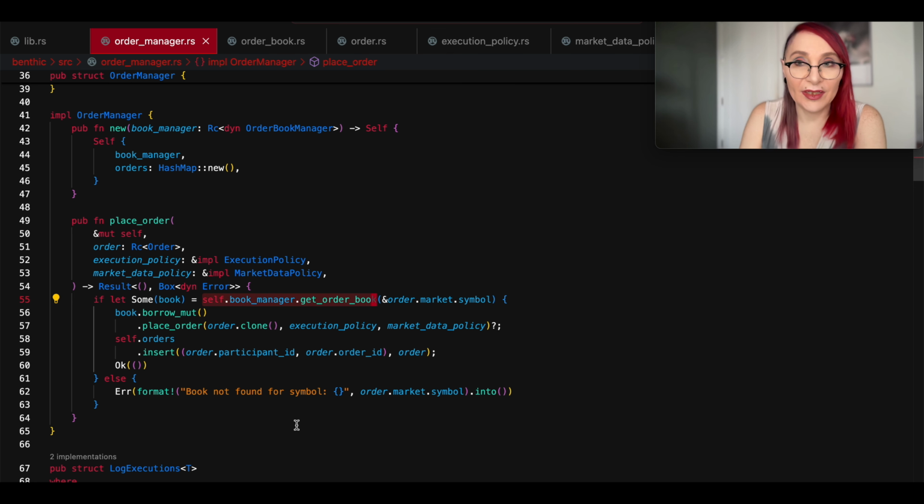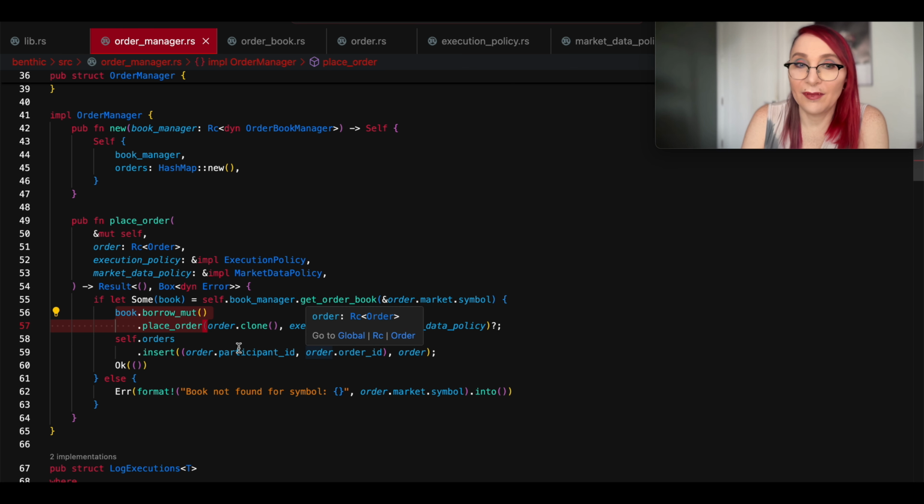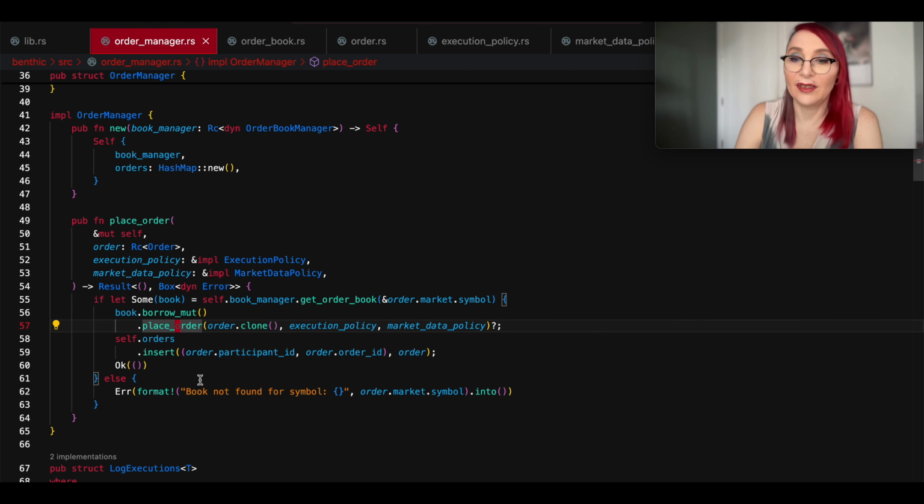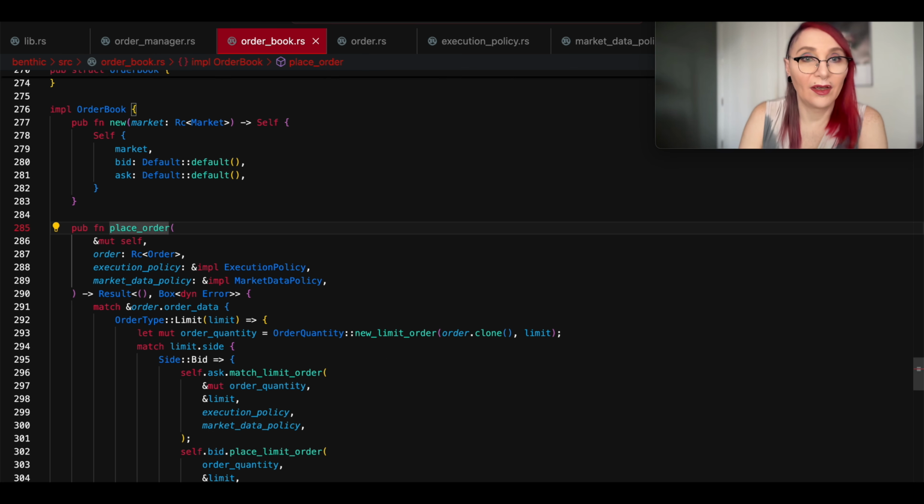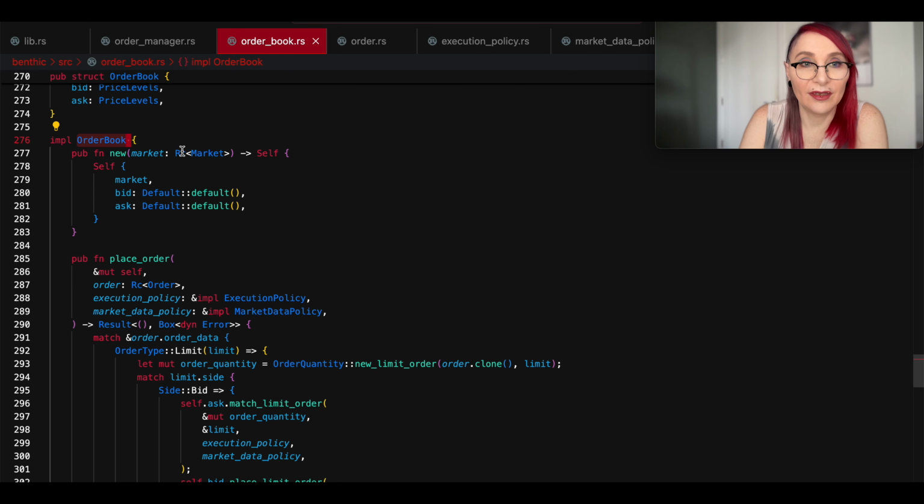Place order will first check if the book for this market exists. If it doesn't, we will error saying we don't have this book. And if the book exists, then we place the order on that book. Call place order. Let's check that one. So this is our implementation of the order book. You can see what the order book is.